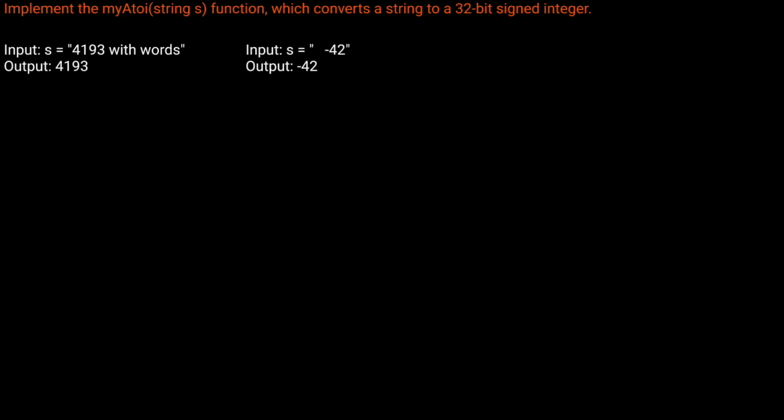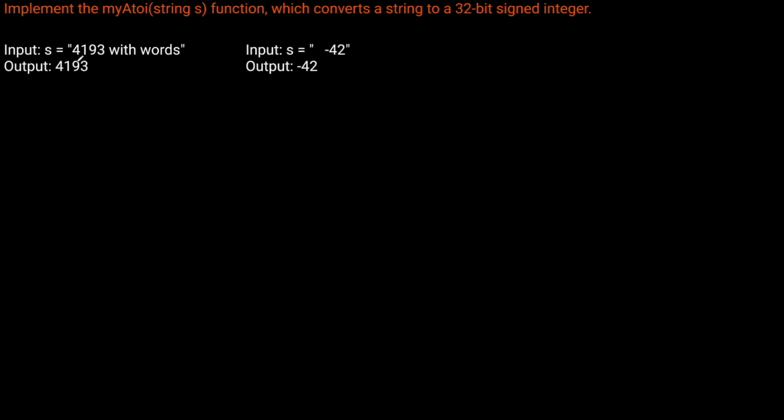Now it's time to look at an example. Let's look at this input, s equals 4139 with words. So we should parse 4139. Why is that? Remember, the first thing that we do is handle any leading white space, which we don't have here. Then we want to check for any positive or negative signs in our string. We don't have that here, so we don't have to worry about it.